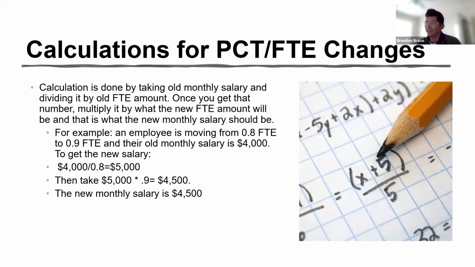So for example, we have an employee that is at 0.8 FTE and they're moving to 0.9, and their old monthly salary is $4,000. To get the new salary, we're going to take their old salary of $4,000 and divide it by their old FTE of 0.8, and that gives us $5,000. So that $5,000 rate is what their dollar amount would be at a 1.0 FTE. We're then going to take that $5,000, multiply it by the new FTE rate, 0.9, and that tells us our new monthly salary is $4,500.